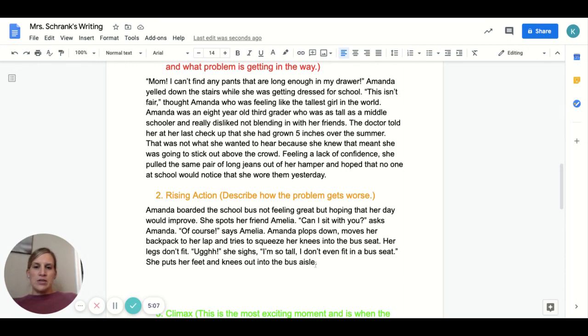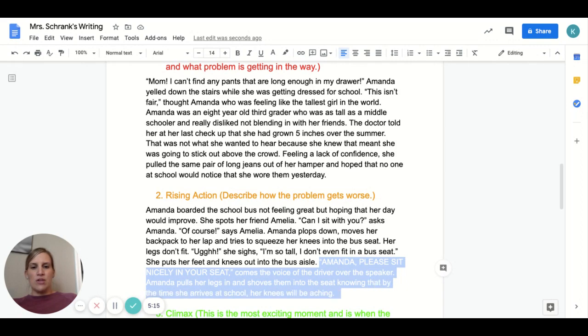She puts her feet and knees out into the bus aisle. "Amanda, please sit nicely in your seat," comes the voice of the driver over the speaker. Amanda pulls her legs in and shoves them into the seat, knowing by the time she arrives at school, her knees will be aching.